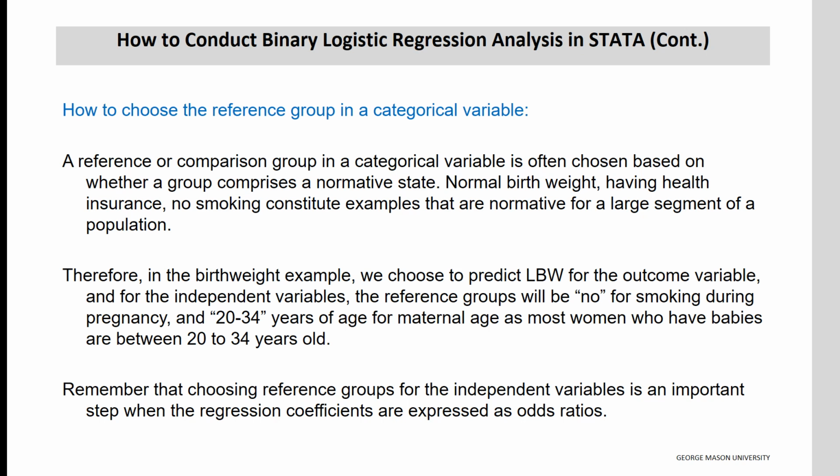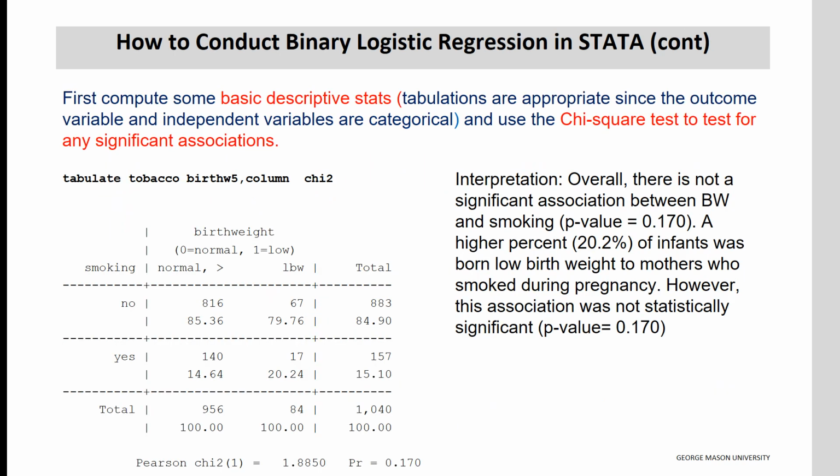and 20 to 34 years of age for maternal age, as most women who have babies are between 20 to 34 years old. Remember that choosing reference groups for the independent variables is an important step when the regression coefficients are expressed as odds ratios. So let's go back to the example.